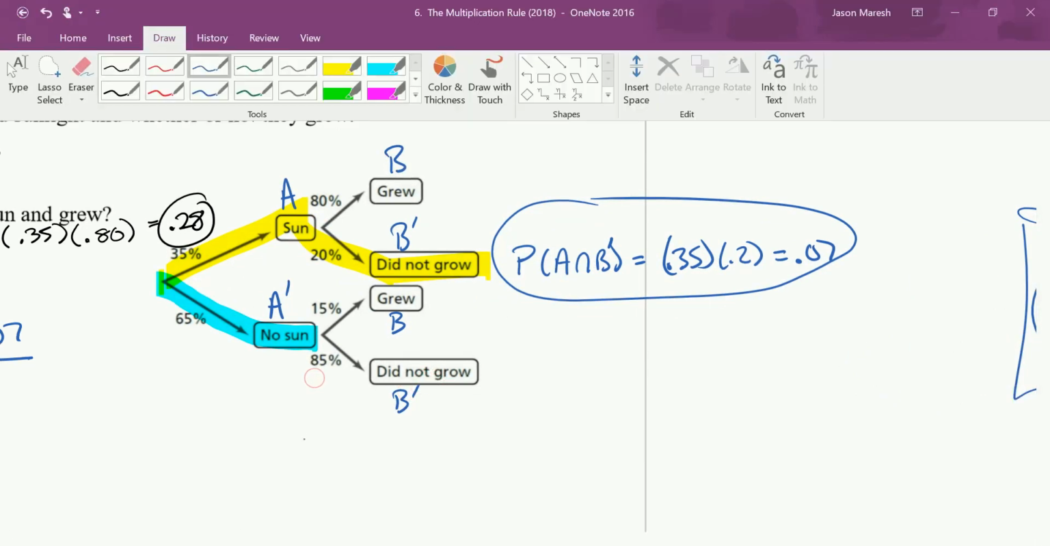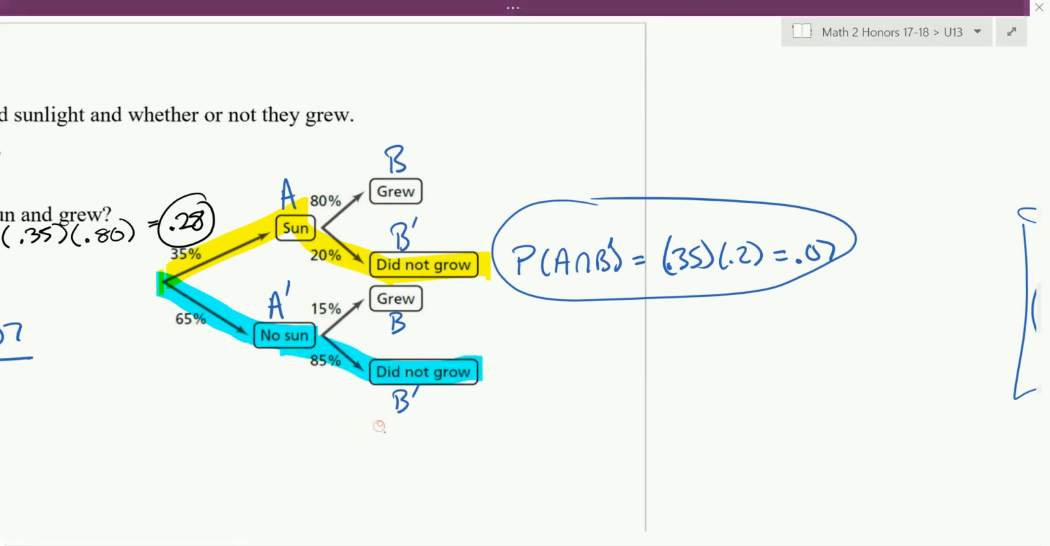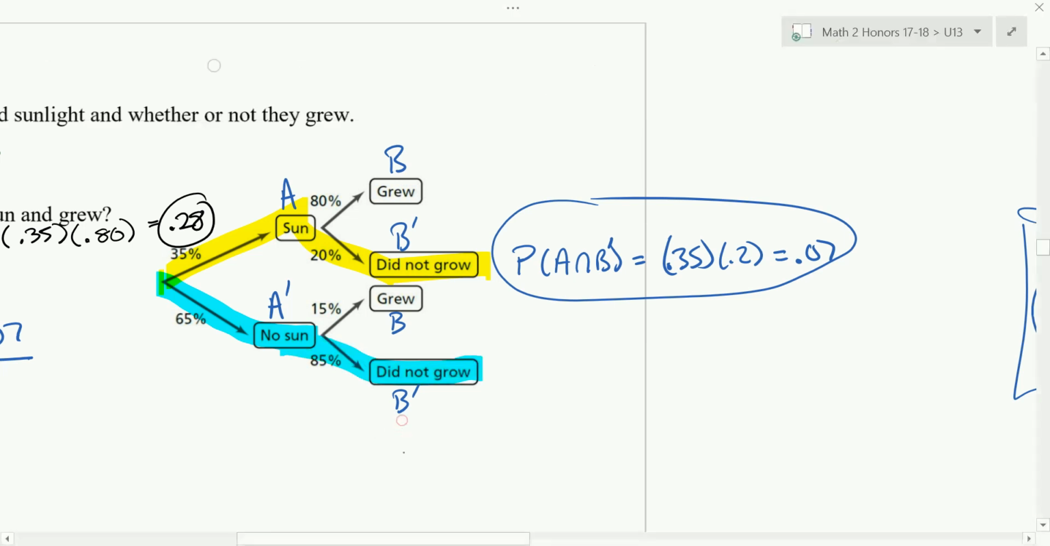So if I follow that route, we end up here. And so that probability of A prime intersect B prime would be 0.65 times 0.85.